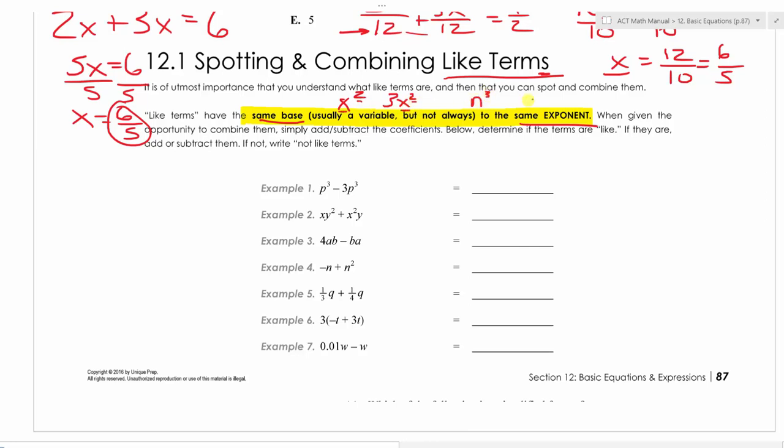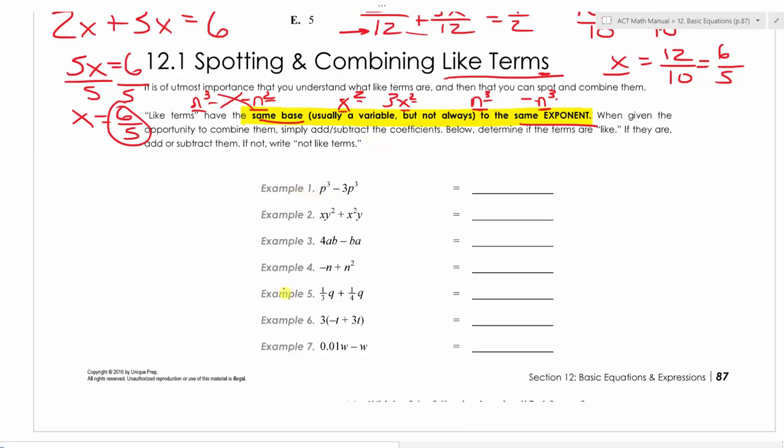N cubed and negative n cubed. These are like terms because I have same base, same exponent. N cubed and negative n squared. Well, yes, I have the same base, but I do not have the same exponent. These are not like terms. I cannot combine these terms.